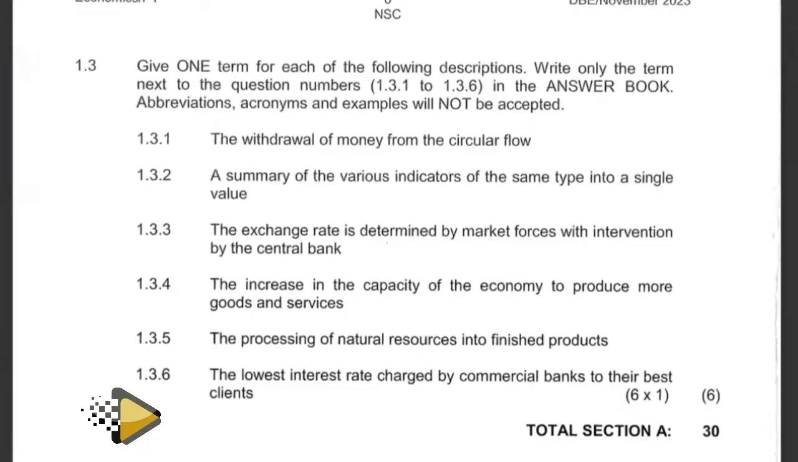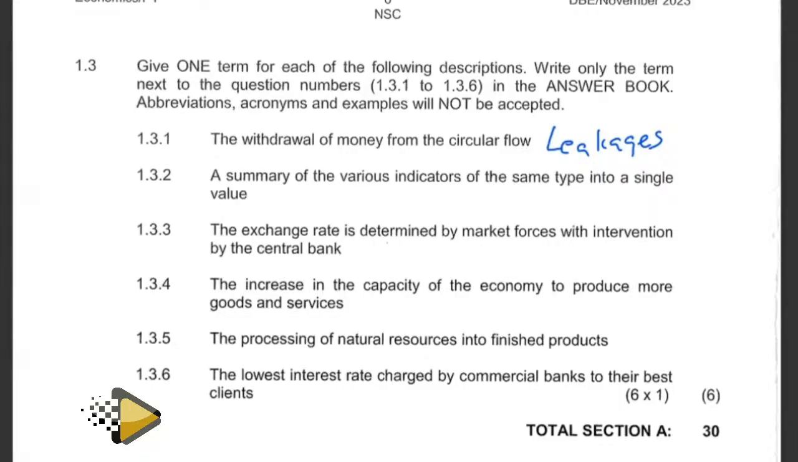Okay, right, grade 12. So now we have 1.3.1, which reads as follows: the withdrawal of money from the circular flow. So now whenever we talk of the withdrawal of money from the circular flow, remember we talk of the leakages. Because when we talk of the inflow of money into the economy, it is nothing but injection, while the outflow of money from the economy is nothing but the leakage. So this is nothing but leakages. Okay, right, grade 12. So now let's move on to 1.3.2.